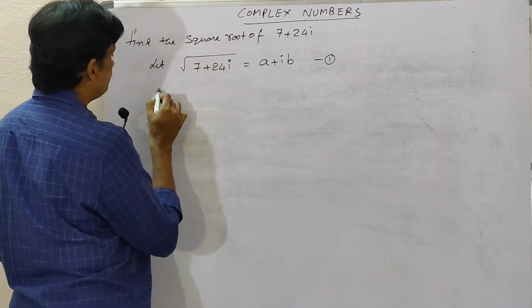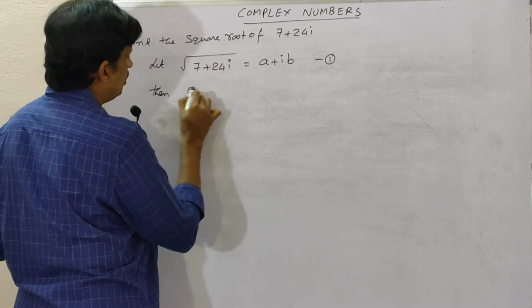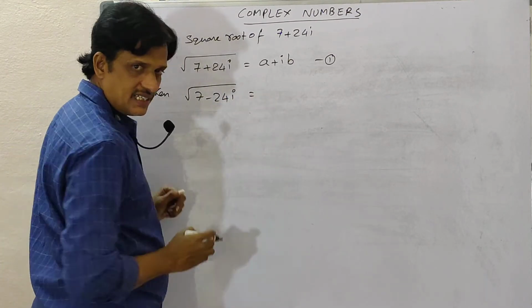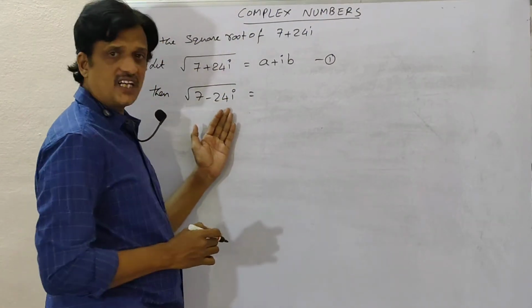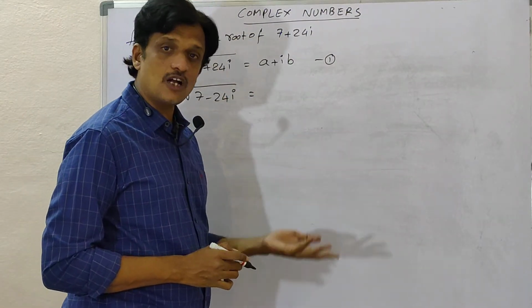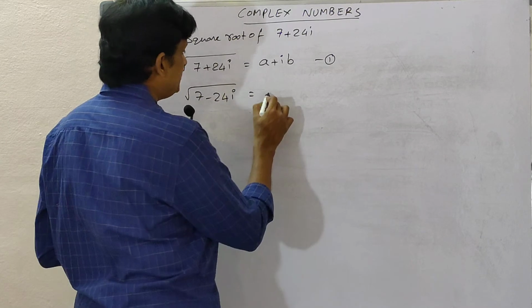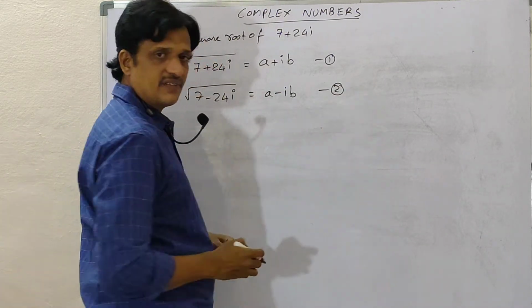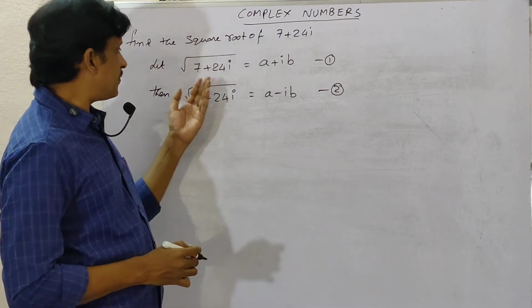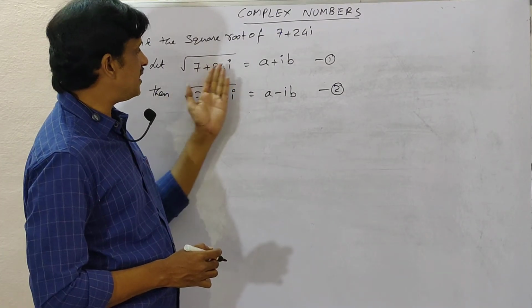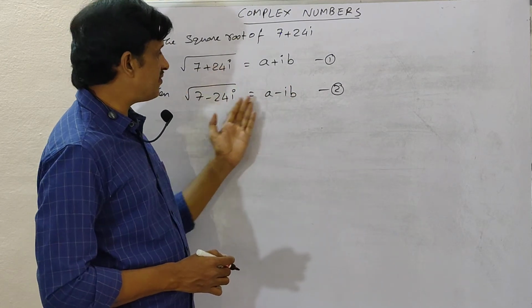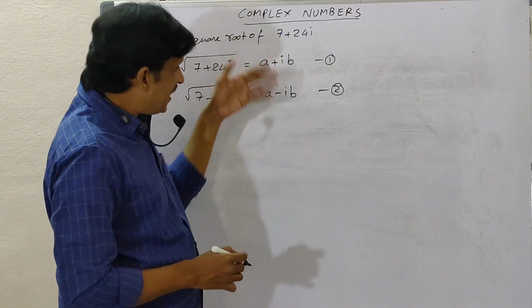Then the square root of 7 minus 24i will be, since these two are conjugate complex numbers, the results are also conjugate complex numbers. That means you will get this in the form of a minus ib. That is the second one. If you suppose that the square root of the given complex number is a plus ib, then the square root of its conjugate complex number will be a minus ib. Now multiply these two.